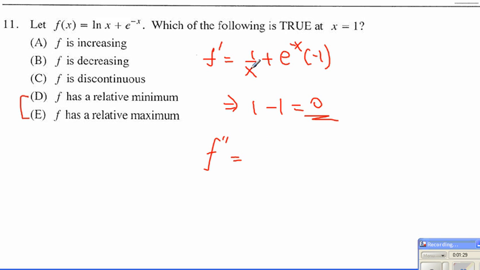Then we end up getting here, the derivative of 1 over x becomes negative 1 over x squared. Here, once again, it used to be negative e to the negative x, but because of another negative, we end up getting positive e to the negative x. Now, when you plug in 1 in this place, we get negative 1.